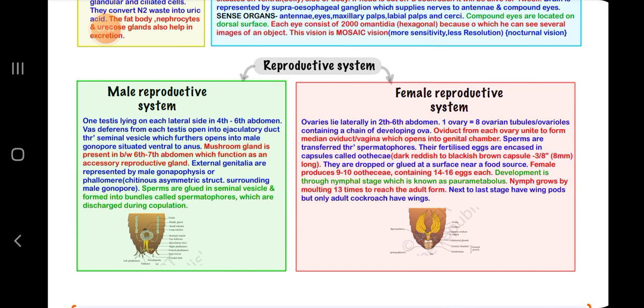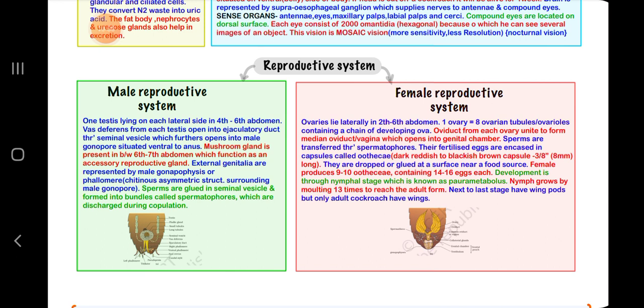Then sperms are glued in seminal vesicles and formed into bundles called spermatophores. Then the female reproductive system: ovaries lie laterally in the 2nd to 6th abdomen. 1 ovary is equal to 8 ovarian tubules or ovarioles containing a chain of developing ova. Oviducts from each ovary unite to form the median oviduct, vagina, which opens into the genital chamber.